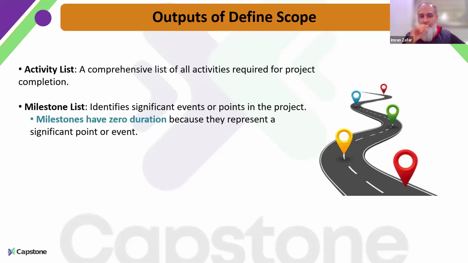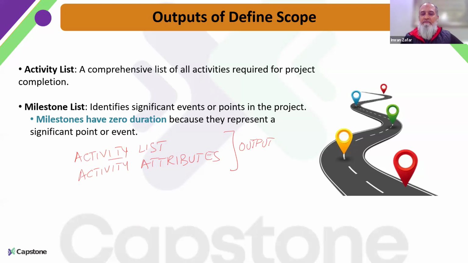And these are the two main outputs of this define activities process. One is the activity list, and the other is the activity attributes. This is what we will get as output from the define activities process.